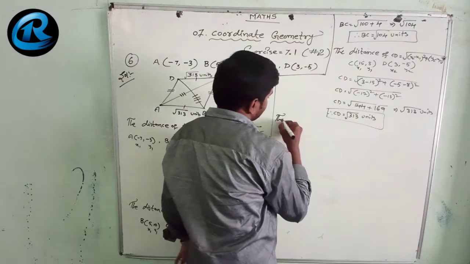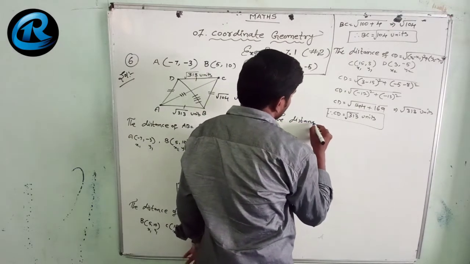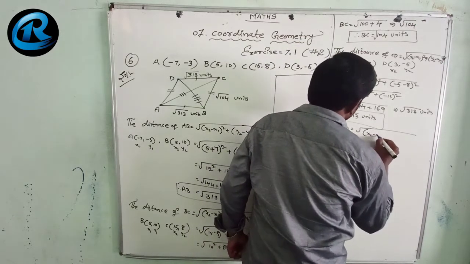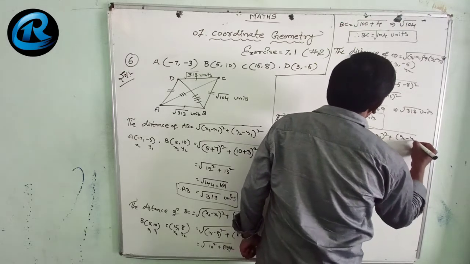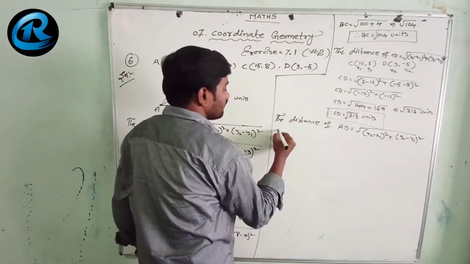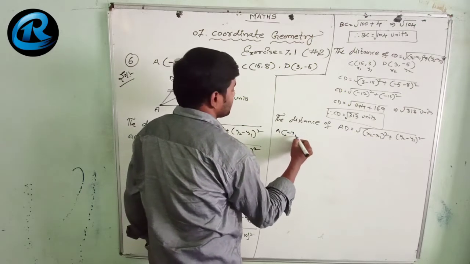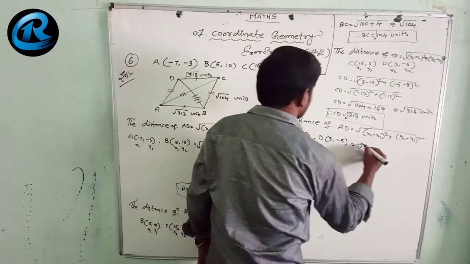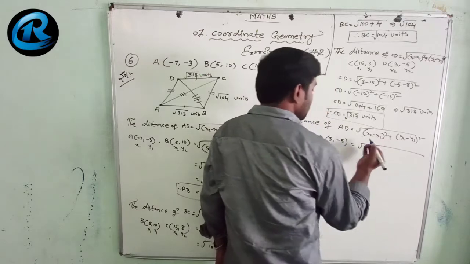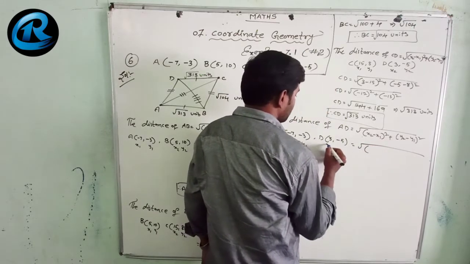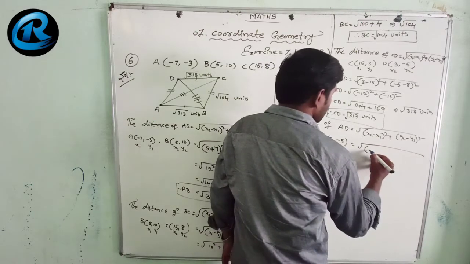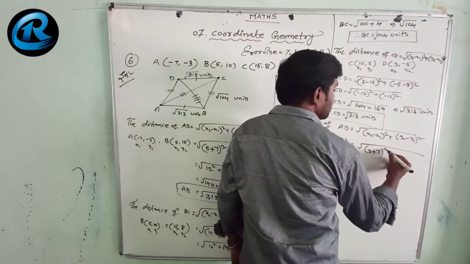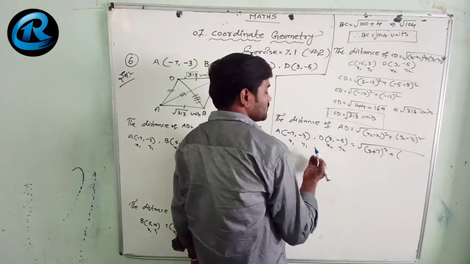The distance of AD equal to under root of (x2 minus x1) whole square plus (y2 minus y1) whole square, where A value is (minus 7, minus 3) and D value is (3, minus 1). Let us substitute in this formula. This is x1, y1, x2, y2. That is 3 minus x1 value, which is minus 7, so it is plus 7 whole square, because minus of minus will give us plus.